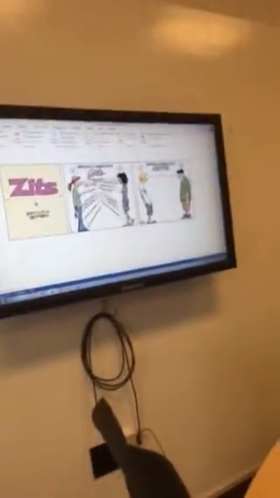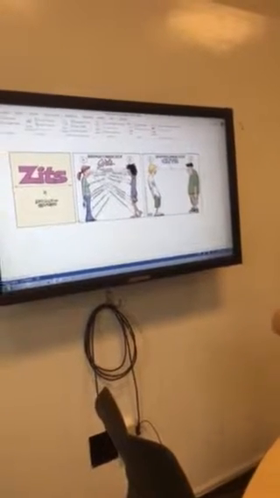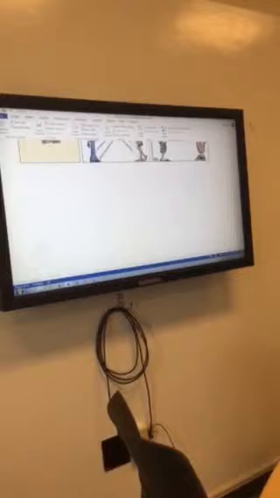Let's see. Oh, speaking of eye contact, this is what guys versus girls. A lot of body language there.